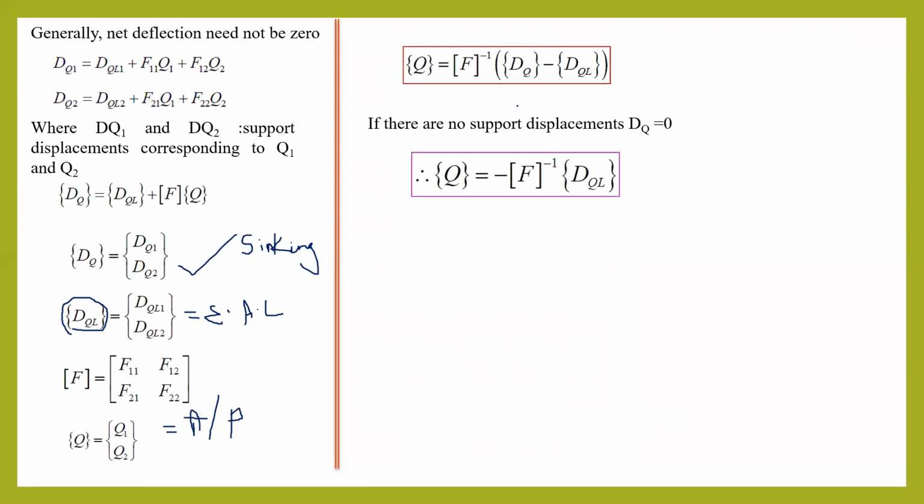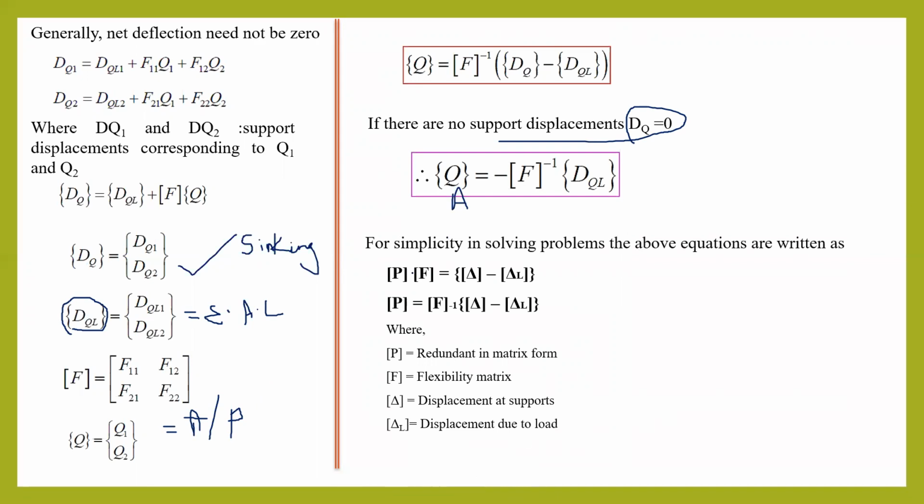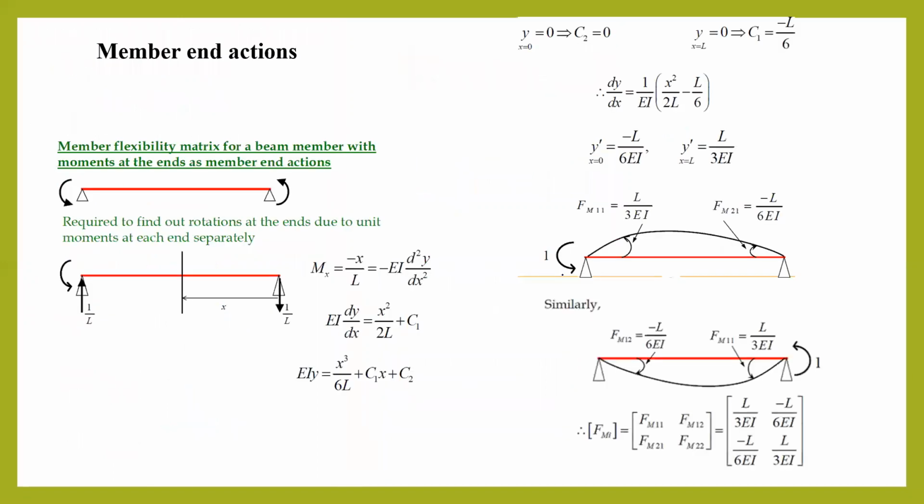Now see here, if there is no support displacement, dq will be 0. So directly you will get the action. For simplicity, for solving the problems, I have made it like this. Force is represented as P, F is represented as flexibility, delta represents the sinking of support or settlement of support, delta L is displacement due to load.